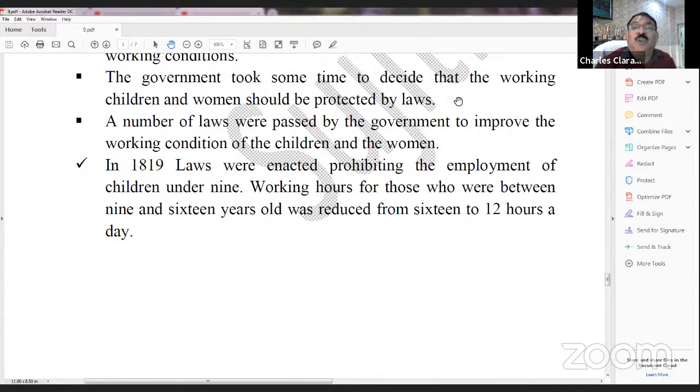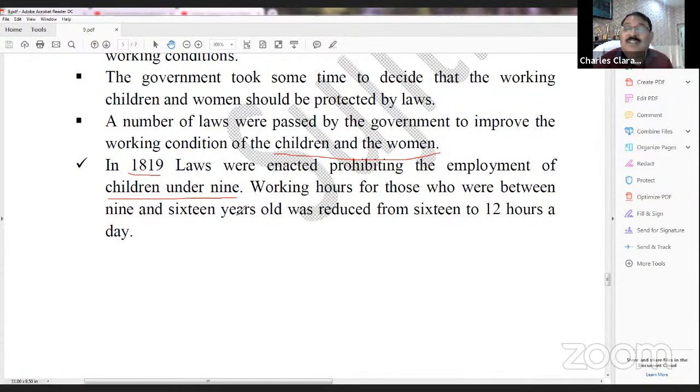Unless there was a law, I do understand there are always two sides of a coin. A number of laws were passed by the government to improve the working conditions of children and women. In 1819, laws were enacted prohibiting the employment of children under 9. That means if you were 10 years old, you could legally work. And you know the meaning of the words legally work. There will be children who will work at 7, 6. Can you imagine?